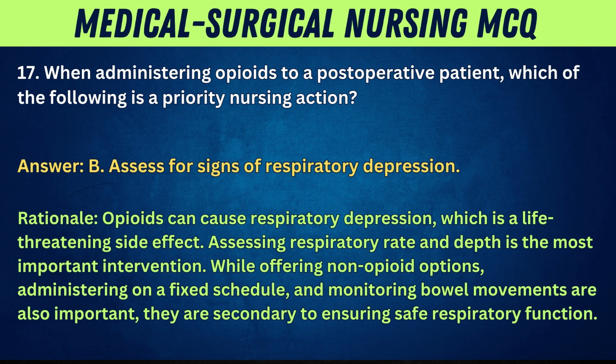Rationale: opioids can cause respiratory depression, which is a life-threatening side effect. Assessing respiratory rate and depth is the most important intervention. While offering non-opioid options, administering on a fixed schedule and monitoring bowel movements are also important. They are secondary to ensuring safe respiratory function.